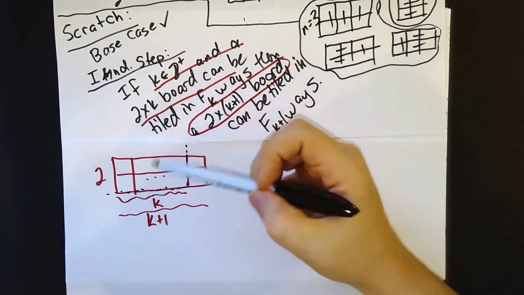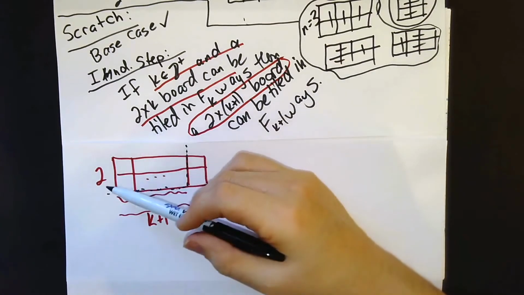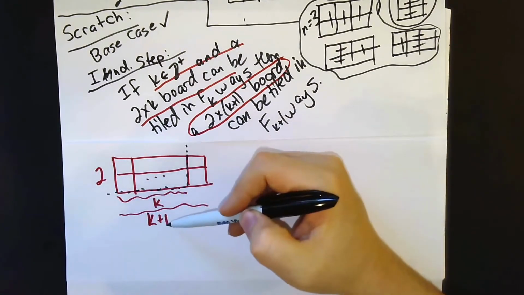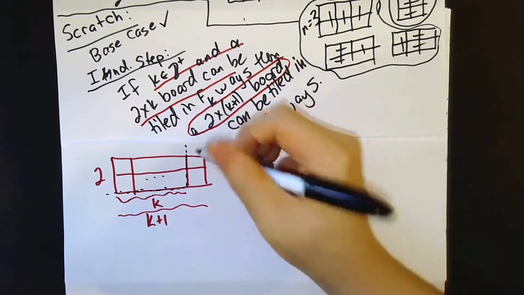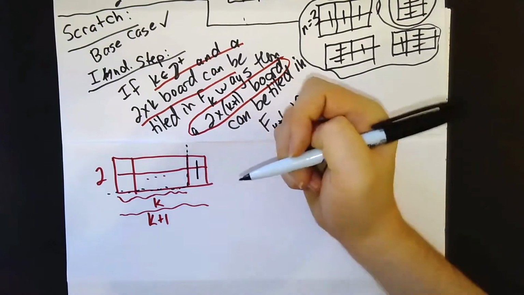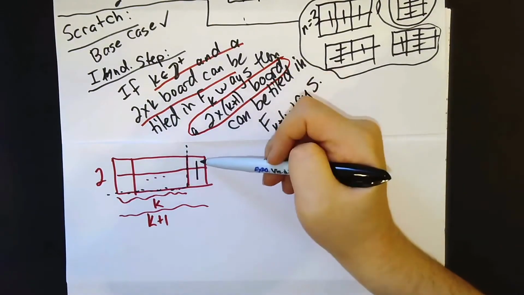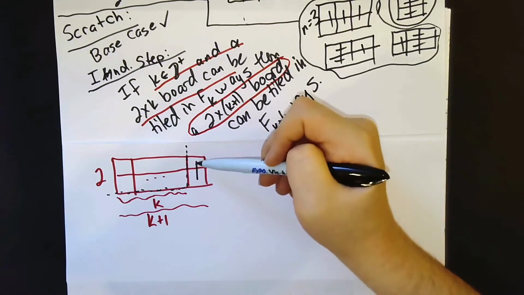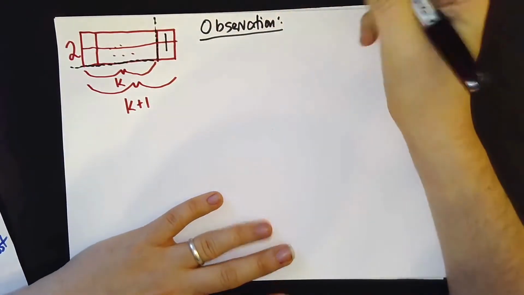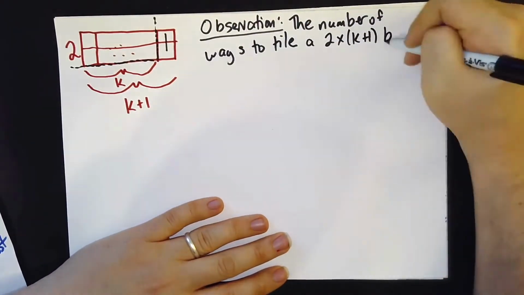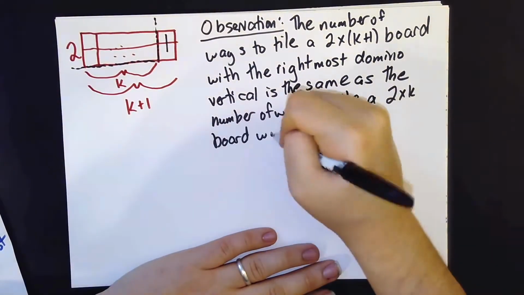How does the fact that I know the number of ways to tile this piece that I've blocked off in black help? Well, that also tells me the number of ways to tile a k plus 1 board if I make one agreement, which is that I have to put a domino here. If I tile the k by 2 board like this, then in order to fill up my k plus 1 board, I would need to put a vertical domino. So summarizing that observation, the number of ways to tile a 2 by k plus 1 board with the rightmost domino vertical is the same as the number of ways to tile a 2 by k board with no restriction.